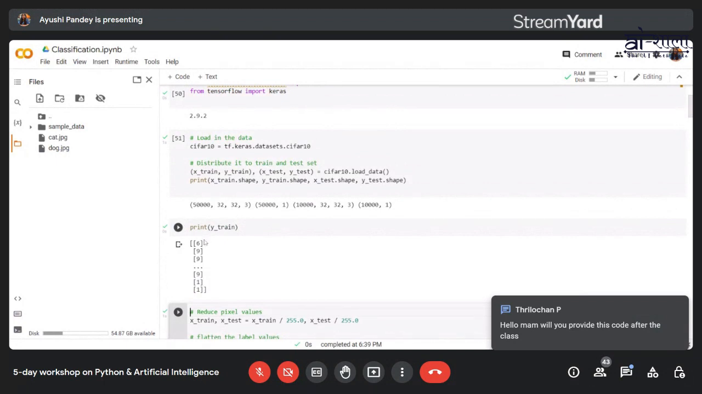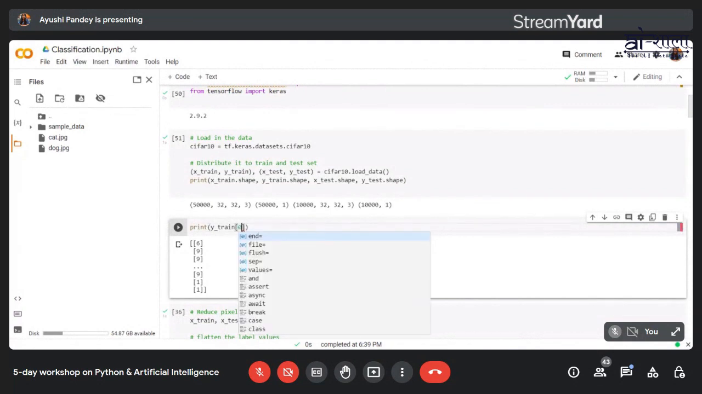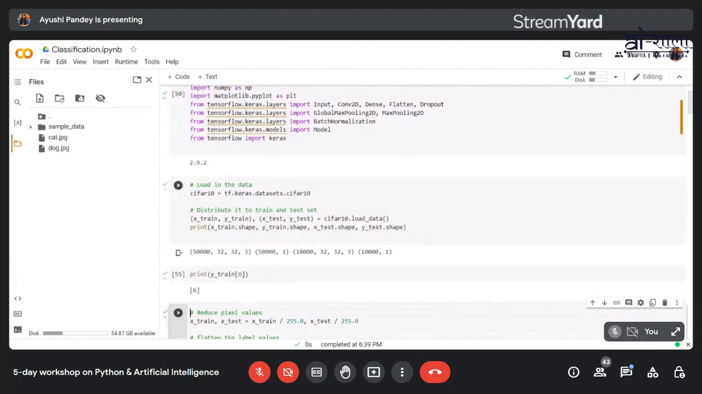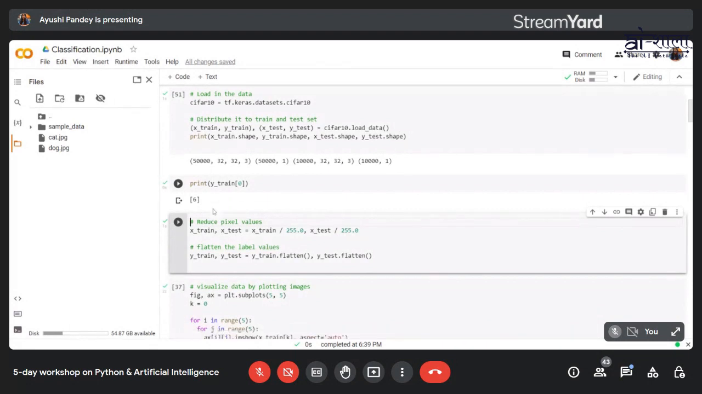So these are the Y train. The 0 1 was the first image, which belongs to the 6th class. Each class has been given a number. Like the first one was aeroplane, so aeroplane belongs to class 1, then cat belongs to class 2, similarly. So the first image belongs to class 6.